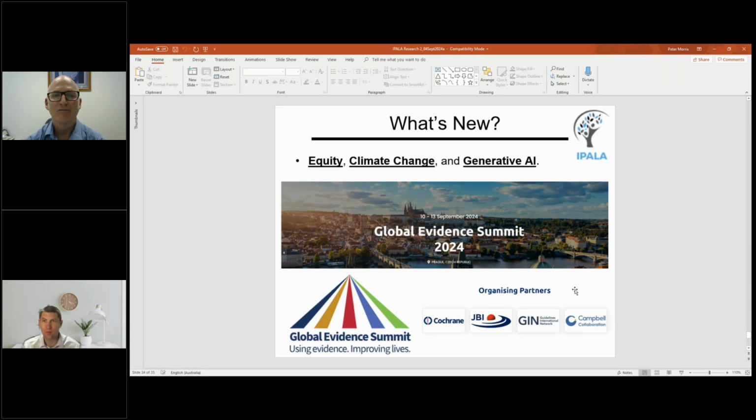Things that are obviously topical this year include equity. There's lots of sessions on health equity, climate change, and then generative AI. And that's going to be the thing that will completely change the landscape of how people use and synthesize research in coming years.